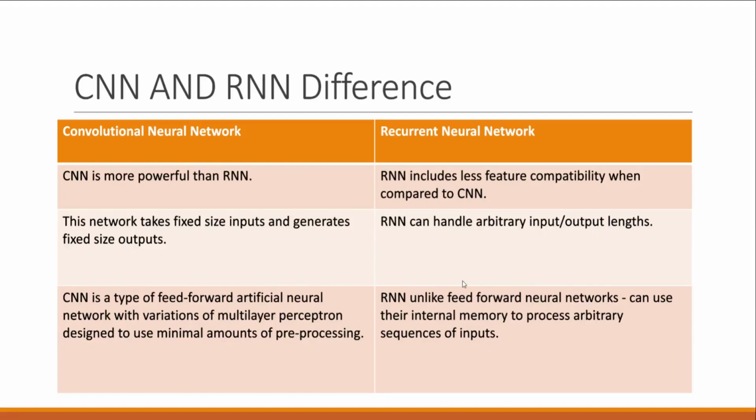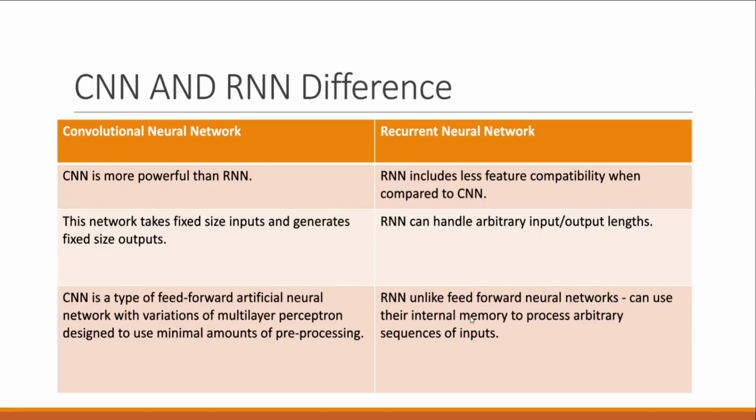Now, in the following table we will discuss the difference between CNN and RNN using TensorFlow. The first point is that CNN is more powerful than RNN, because CNN uses connectivity patterns between neurons, and is inspired by the organization of the animal visual cortex, whose individual neurons are arranged in such a way that they can respond to overlapping regions in the visual field. While RNN includes less feature compatibility when compared to CNN, and it uses time series information, in which what a user spoke last would impact the RNN.